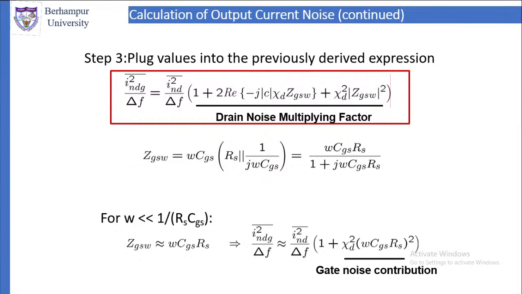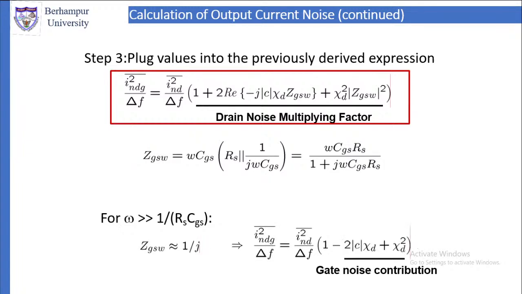So starting with drain noise multiplying factor, we only reach at the gate noise contribution. So the contribution to noise is coming from gate, under the approximation that omega is much less than 1 upon Rs into CGS.